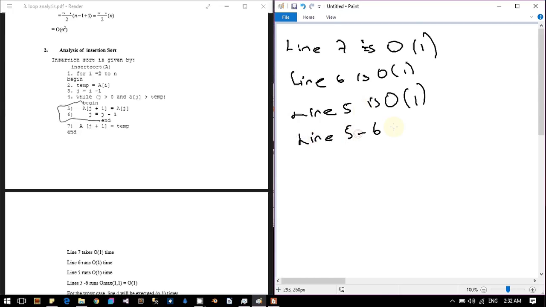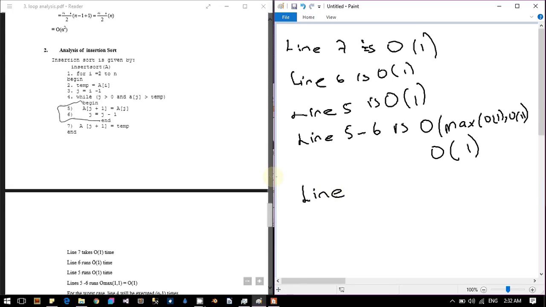Line 5 to 6 would be order max, order 1 and order 1. And line 5 to 6 is of what? Order 1. Okay, so the for loop in line 4, or the while loop, is also a loop. What is it going to be?